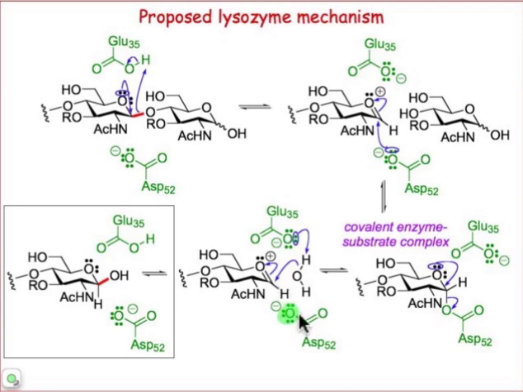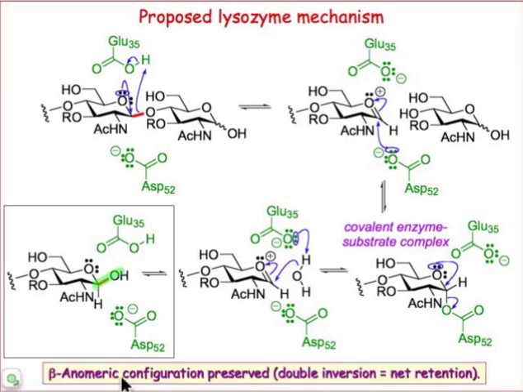And so this whole point of the aspartate 52 is really to block the alpha face. It's the beta face that's left open, that when water enters into the active site, that's the only site, that's the only face that's available for reaction. And so the hydroxyl group enters. We have a beta anomeric configuration that's preserved.